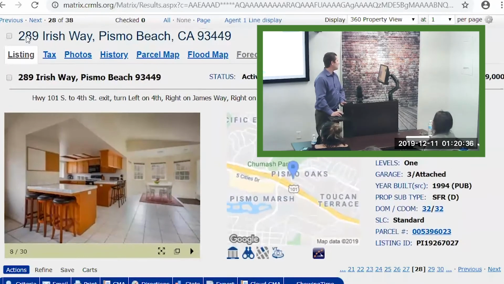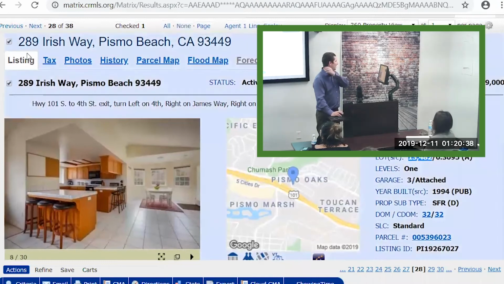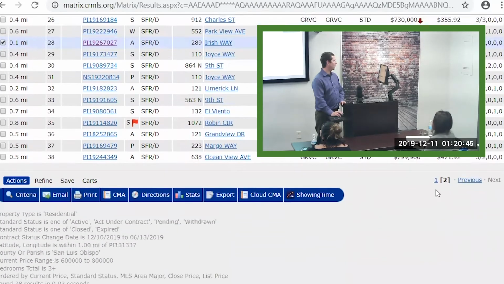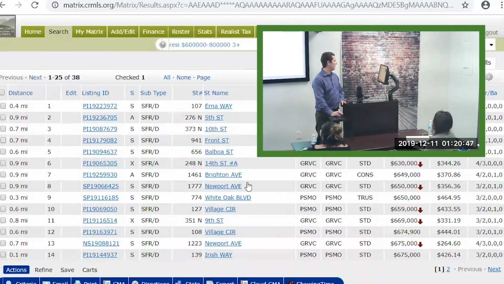All right. So I'm going to click this one because this is a good comp. Then I'm going to go back to my one line agent. And now I'm going to go back to that other one on Irish that sold at 675.